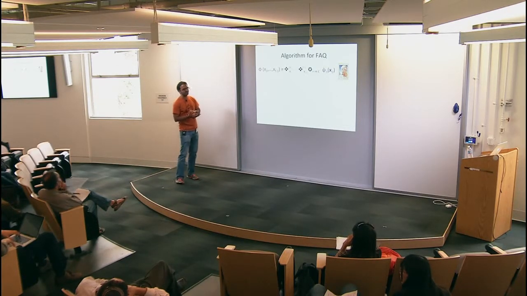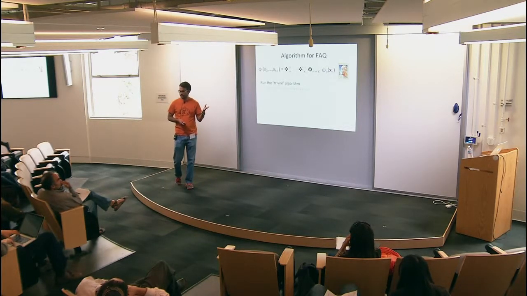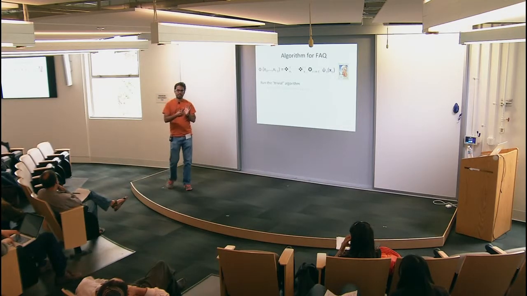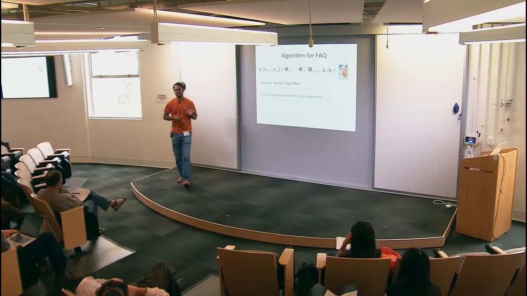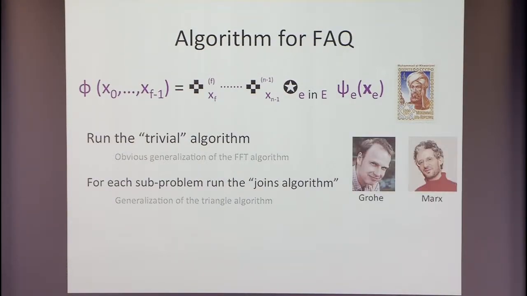I'll be quick. The general algorithm for the general FAQ essentially combines the two algorithms we have seen. You start out running the trivial algorithm, which is the simple generalization of the algorithm we saw for FFT. Remember, at each point we were computing this sub-problem. Instead of using the trivial algorithm to compute the sub-problem, use a suitable generalization of the algorithm we saw for the join problem. That's essentially the algorithm. And again, this framework is not new. At least in the work of Grohe and Marx from 2006, it's been around.